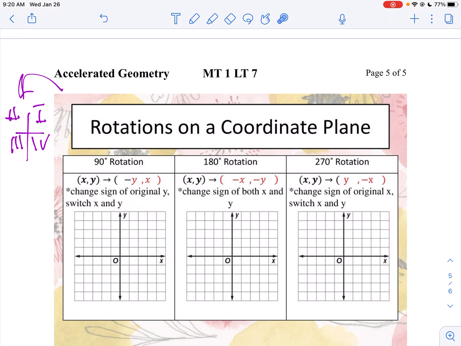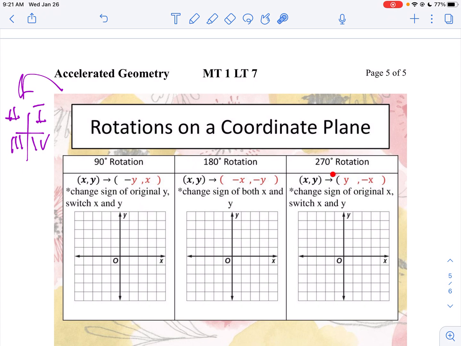When I do a 90-degree rotation, notice if I'm in the first quadrant, I'm going to end up in the second quadrant. So in the second quadrant, x is negative. So we're going to say, oh, that's the opposite of y and x. If you do another rotation, you end up with the opposite of x and the opposite of y. You do another 90 degree, you end up with y and the opposite of x.